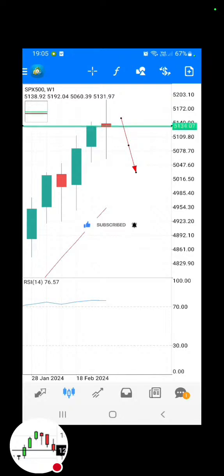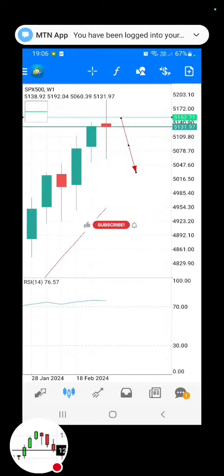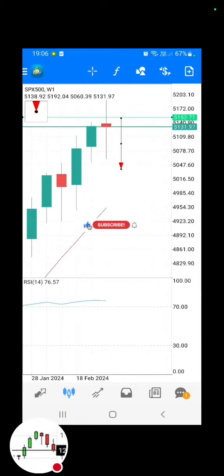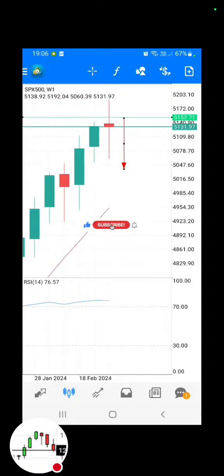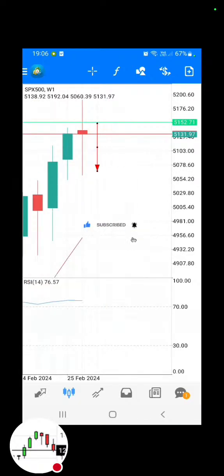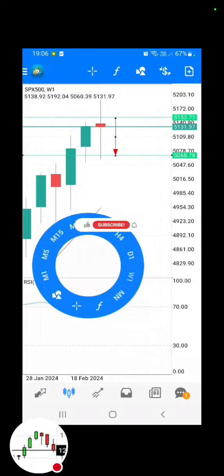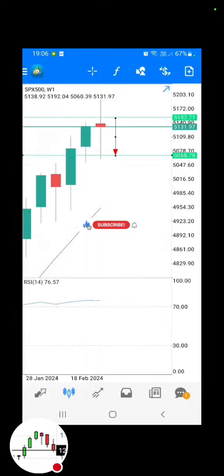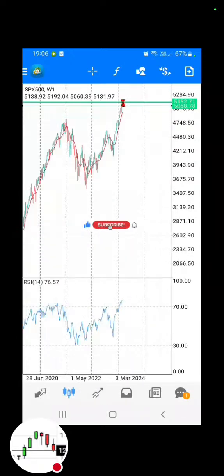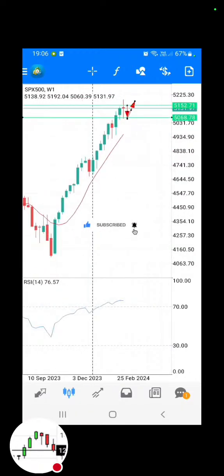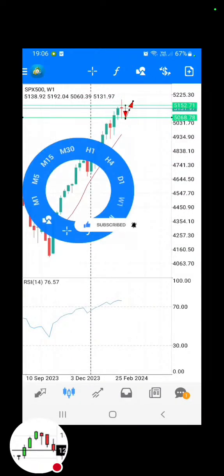It's a doji candlestick. We just have to find maybe a pullback. After finding a pullback, maybe the market will close somewhere around here. After the market closes somewhere around here, then we will go up again. So always follow the trend. When the market is going up from that level, follow the trend.